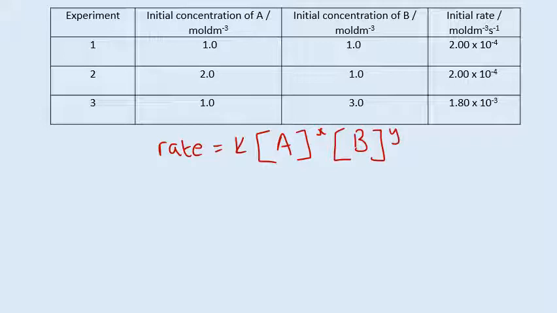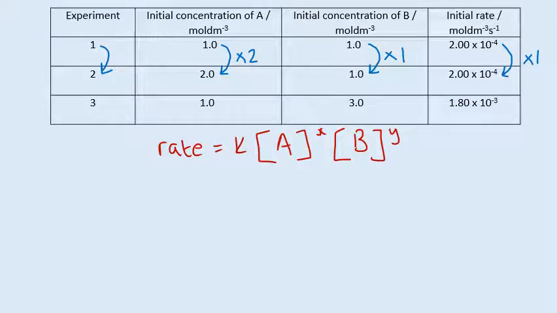So I know that the rate equation will take the form of rate equals k multiplied by the concentration of A to the power of x multiplied by the concentration of B to the power of y. So what I'm going to do is compare two experiments where the concentration of one of the reactants doesn't change. So if I'm comparing experiment 1 to 2, I can see that the concentration of B doesn't change, multiplying by 1. However, the concentration of A is actually doubling, multiplying by 2. And what's happening to the initial rate during all this? Nothing. It's staying exactly the same, multiplying by 1.